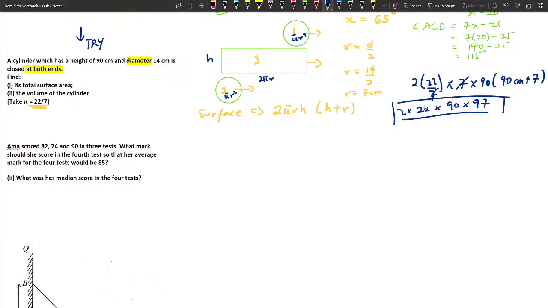Okay, so you add it to the mean that has been given to you. So in order to do so, it basically means we'll have 82 plus 74 plus 90 plus the fourth one that we don't know, which is x, divided by the number of data, because once they said 4, it means we are going to be dividing it by what? 4.